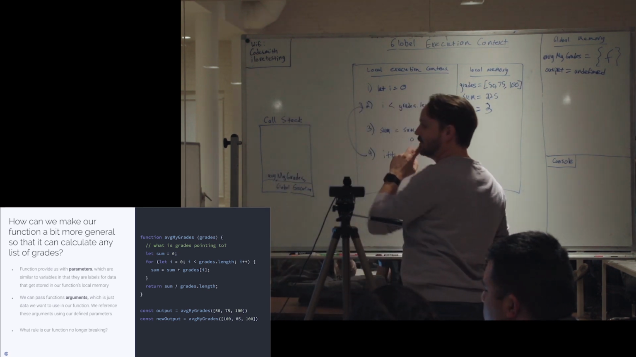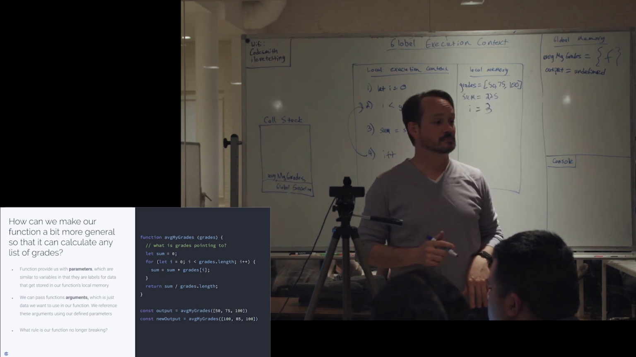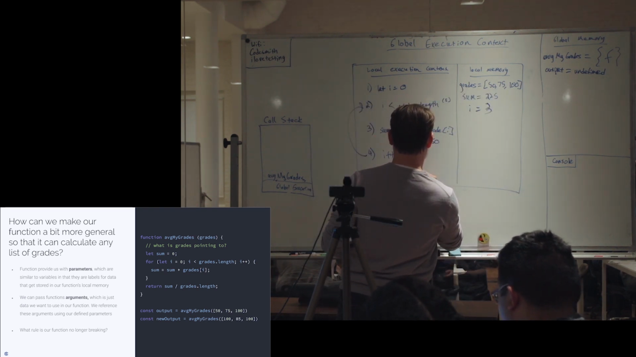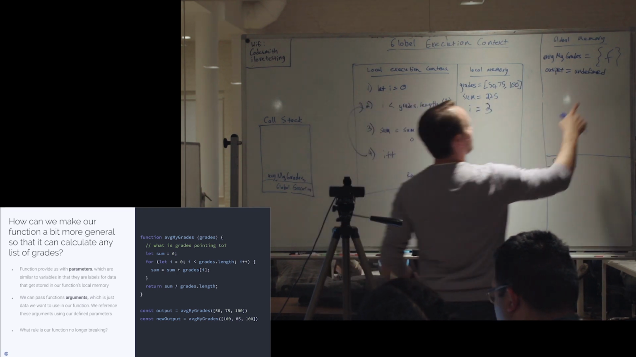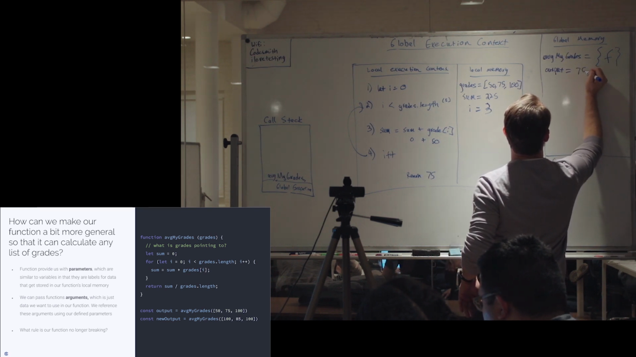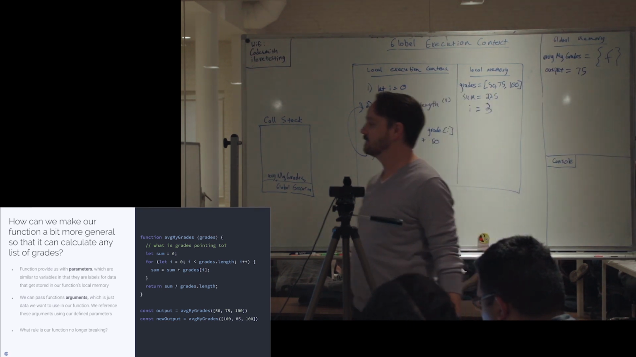What's the next thing that we're going to do here? So we finished our loop. I'm done with the for loop, so I'm going to return the value to, I think it was output, so output will now be whatever that number is. Exactly. So output is now going to be 75.